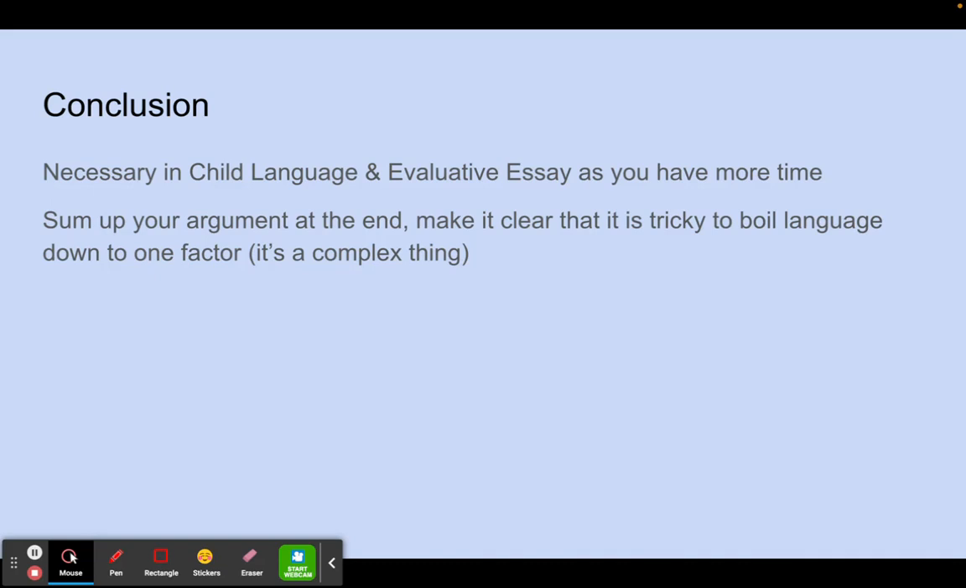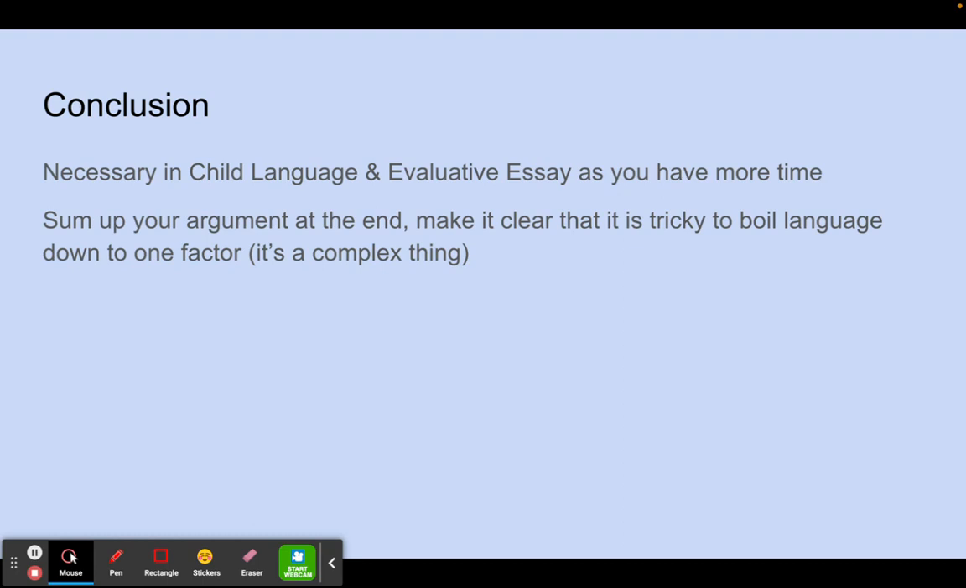But certainly for child language and evaluative essay, a good conclusion will get you marks for AO1. And what you're basically doing is you're summing up your argument at the end. So ultimately, what is your perspective? What is your viewpoint? What have you looked at throughout your essay? But the main thing that you need to talk about, if you can get this idea into your head and you can articulate it in an essay, this is the thing that examiners are looking for.